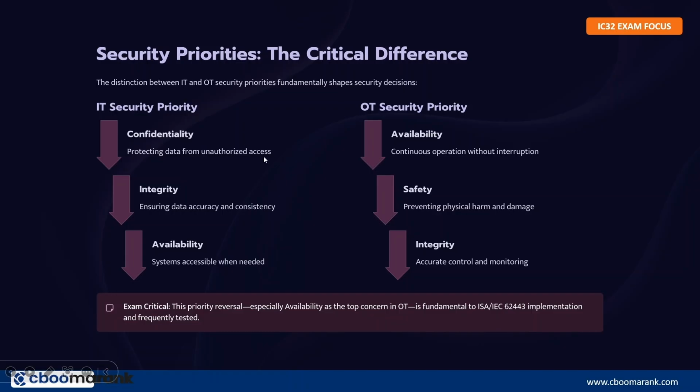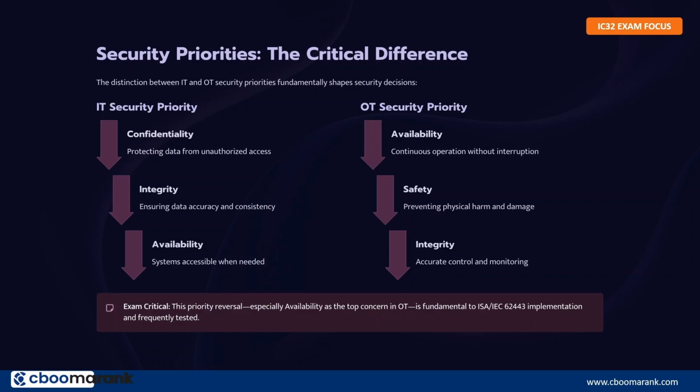Integrity ensures data accuracy and consistency through various methods like encryption and digital signatures. And thirdly, availability: the system is accessible when needed. These are the information technology security priorities.